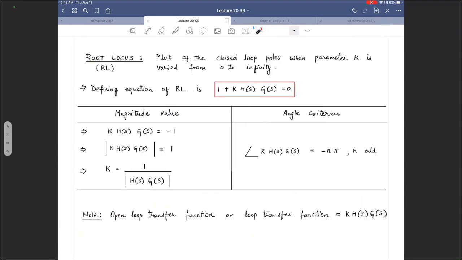Next. So we have got an angle criteria where the angle of the loop transfer function needs to be an odd multiple of pi. And then I can find out the value of k that makes this happen by evaluating 1 divided by h of s times g of s.